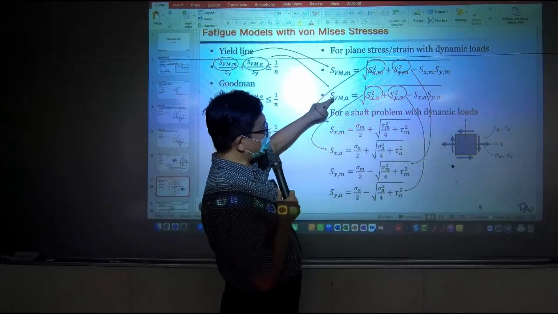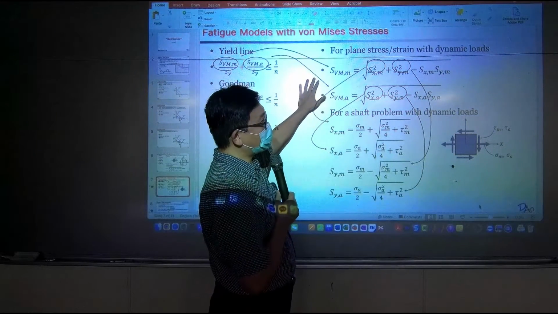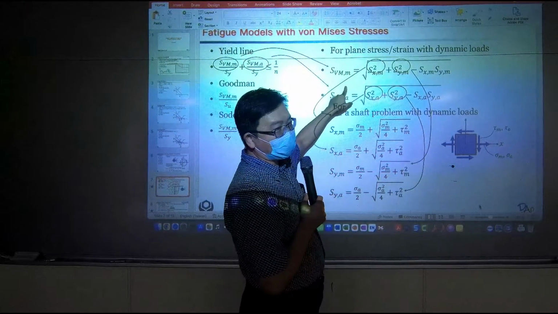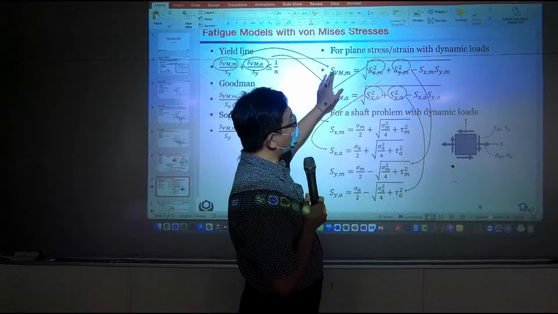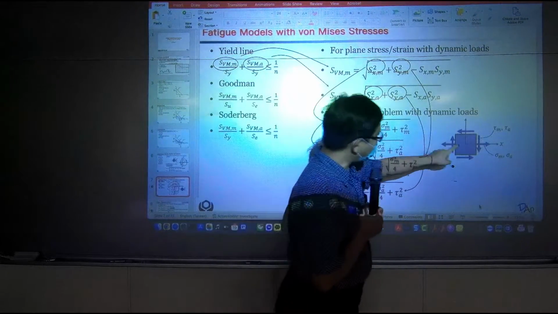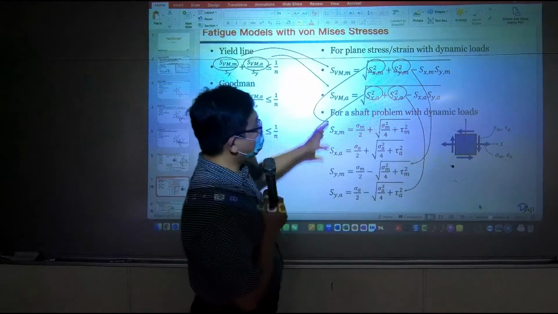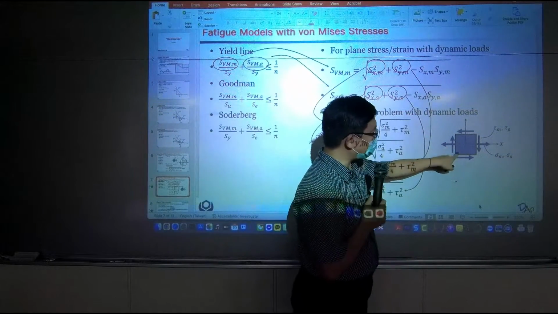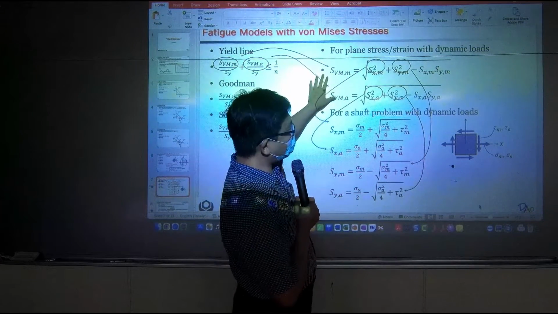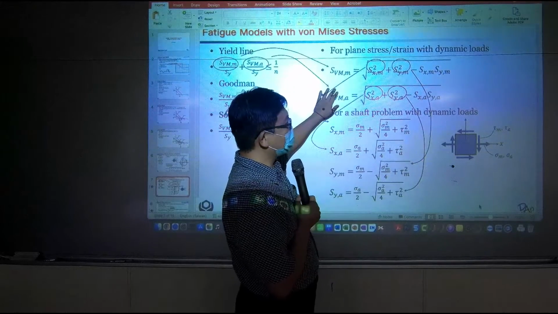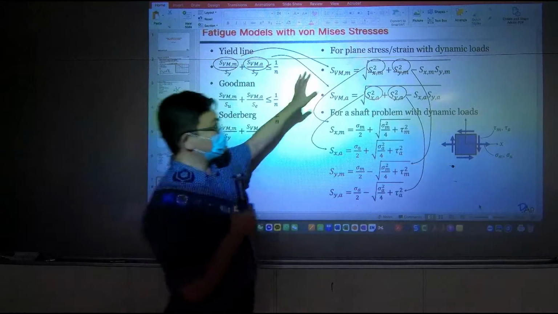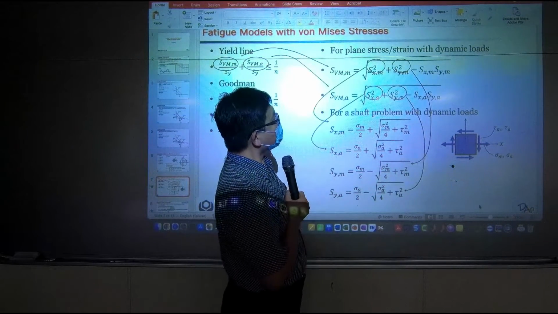So we go back to see the equation for von Mises stress, which is this one, for plane stress or plane strain problems. And also for this particular load case. This value is only for this case, if I'm right. Am I right? No, this is a general case, general equation. So if it's a plane stress or plane strain problem, this is the equation, okay?